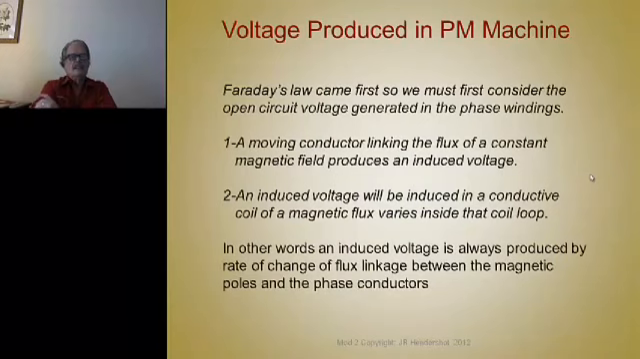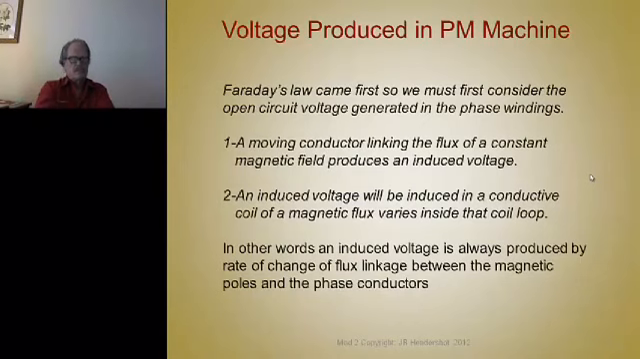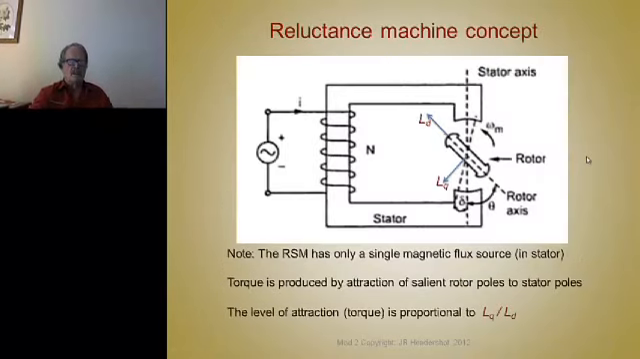Now, Faraday's law came first, and he concentrated on generators. So there's a definite relationship between the voltage produced and the torque produced of a PM machine. That's very, very useful, because in Newton meter and radians per second units, it's the exact same number. The torque per amp in Newton meters equals the volt seconds per radian of the voltage constant. So that is all based on Faraday's law, and it works out that way for those machines.